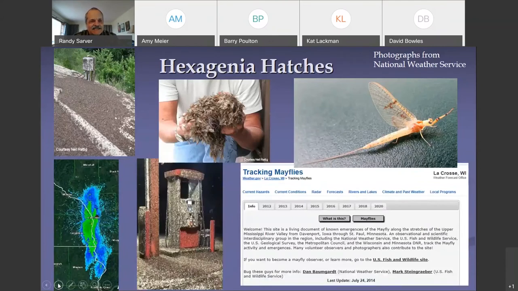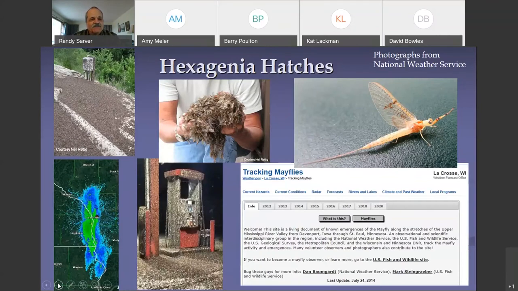Well, when I talked about synchronous hatches, one of the more interesting little tidbits about Hexagenia, as you can see in these photos, is that in the past they have had some huge hatches along the Mississippi River. The bottom left is a radar image. So these hatches will show up on radar. As a matter of fact, on the bottom right, USGS has a website for tracking these when they do emerge during the summertime, with some neat information there. And you can see from the handful of Hexagenia that you can walk up the next day and grab a handful of dead mayflies. That's quite a few mayflies.